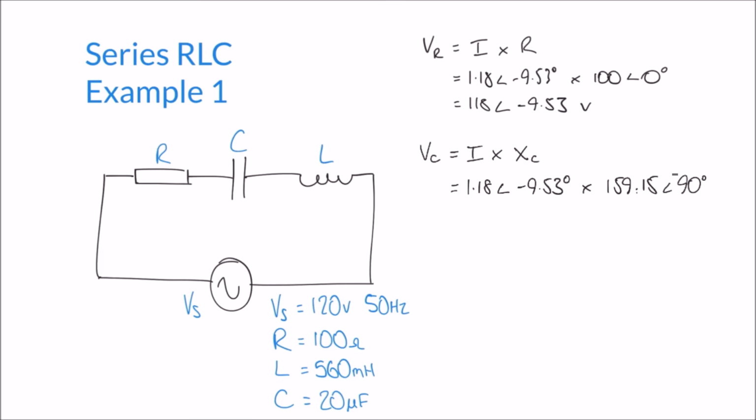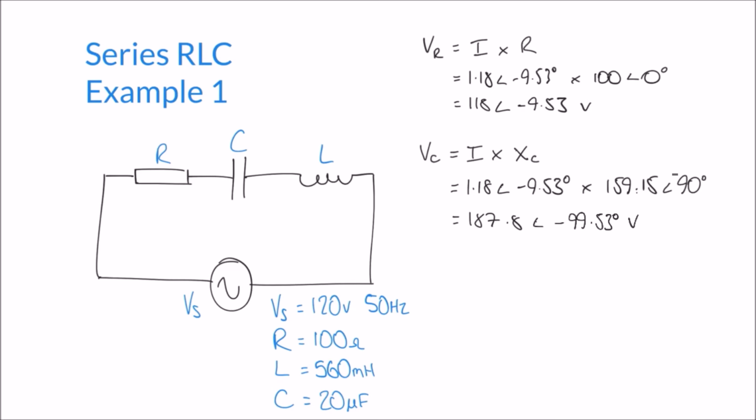So again, multiplying those two terms, we come out with a result of 187.8 at an angle of minus 99.53 degrees. And again, that's a voltage.